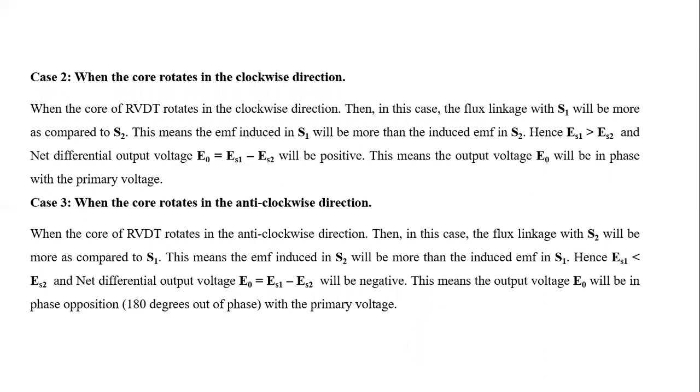Third case: when the core rotates in the anti-clockwise direction, the flux linkage with the S2 winding will be more as compared to S1. That means the EMF induced in the S2 winding is greater than the EMF induced in the S1 winding. Hence, ES1 is less than ES2, and the output voltage ES1 minus ES2 will be negative. It means the output voltage is 180 degrees out of phase with the primary voltage. So when the output voltage is negative, you can say the core rotates in the anti-clockwise direction.